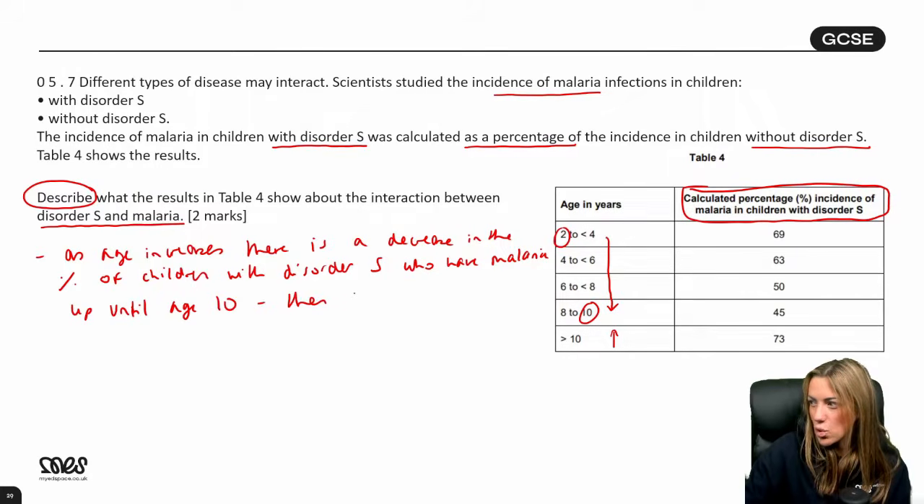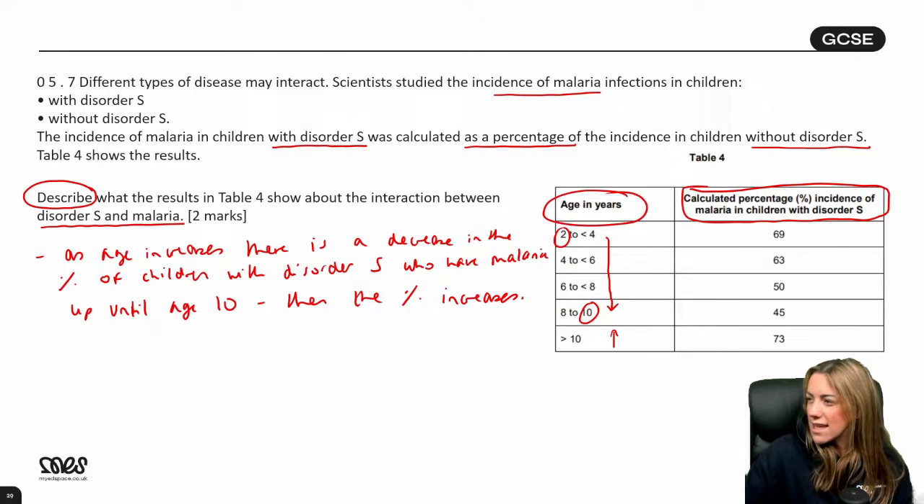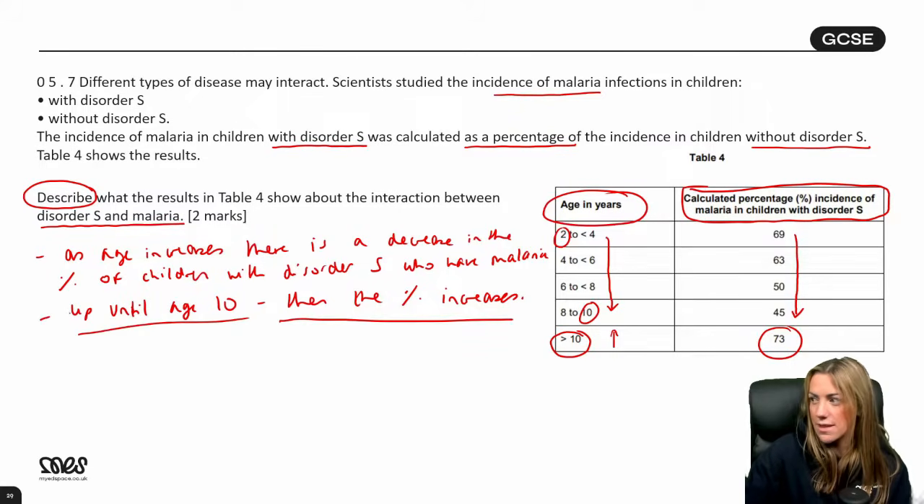Then the percentage increases. Does this make sense, guys? This is quite hard, isn't it? So we're looking at the age. As the age is increasing, the percentage incidence of malaria is decreasing in children with disorder S. But then once we get to age or above age 10, it goes up again. The percentage incidence of malaria goes up. So as the age increases, there is a decrease in the percentage of children with disorder S who have malaria up until age 10, then the percentage increases. Okay, I think we got there in the end.